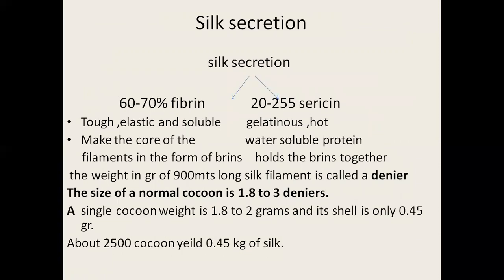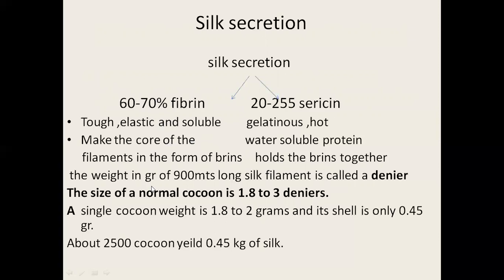In the silk secretion, 60 to 70% is fibroin and 20 to 25% is sericin. The fibroin is tough, elastic, and insoluble, and makes the core of the filament in the form of brins. And this is the sericin. It is a gelatinous, hot water soluble protein that holds the brins together. The fibroin is 60 to 70%.